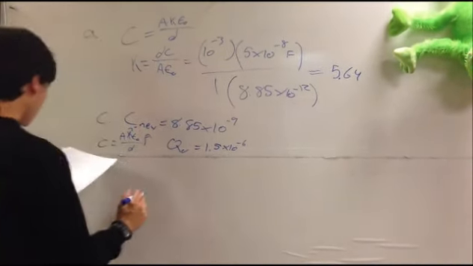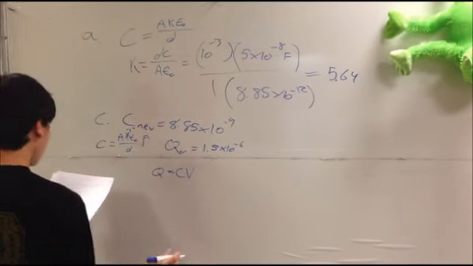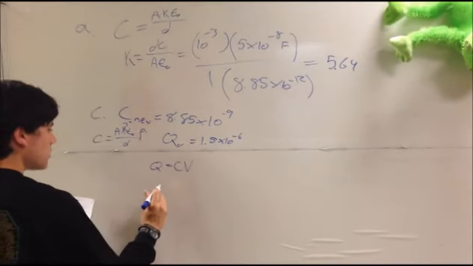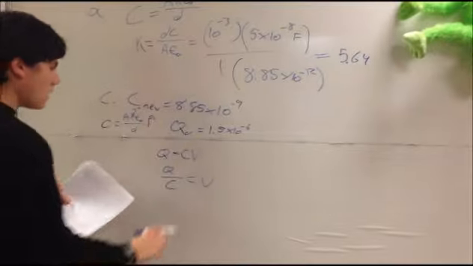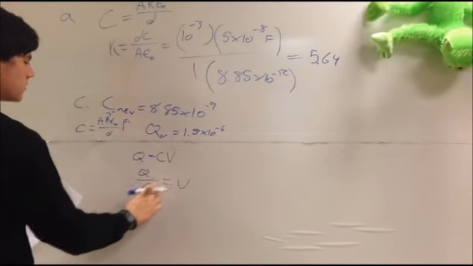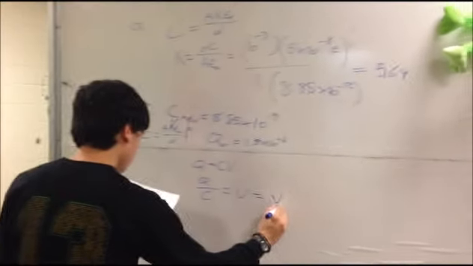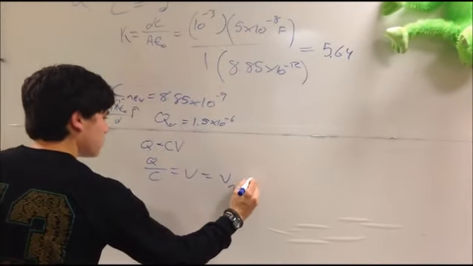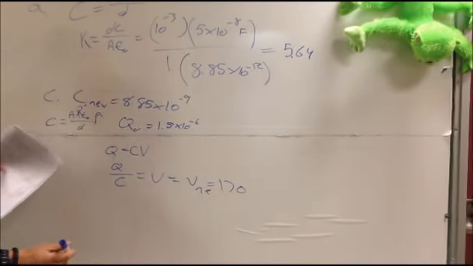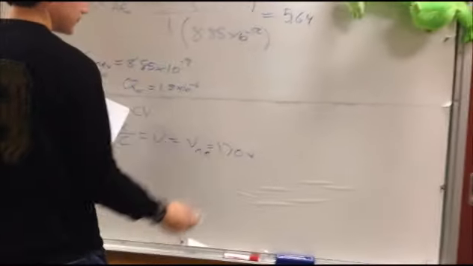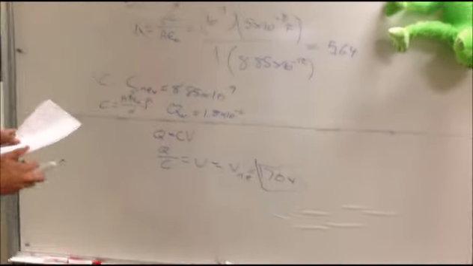So next we're going to look at the equation Q equals CV. So we're looking for the new voltage. So Q over C equals V. You plug in this for Q and this for C, and you get the new voltage is equal to 170 volts. So that is your new voltage.